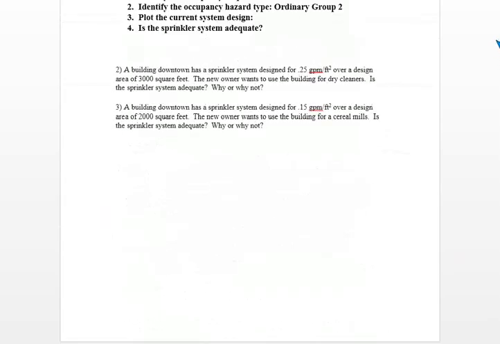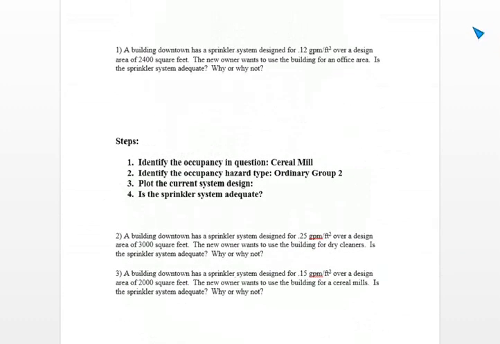Anyway, this was just an example of how to use that chart, and hopefully it clarified some of the questions that maybe even I put on the board itself. Again, hope it helped. Take care.